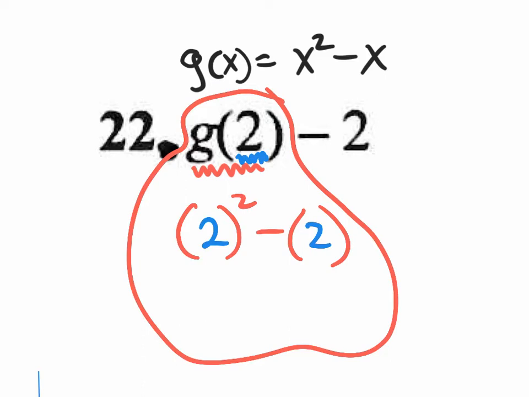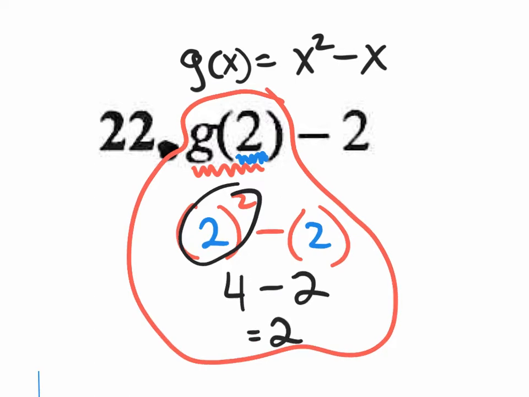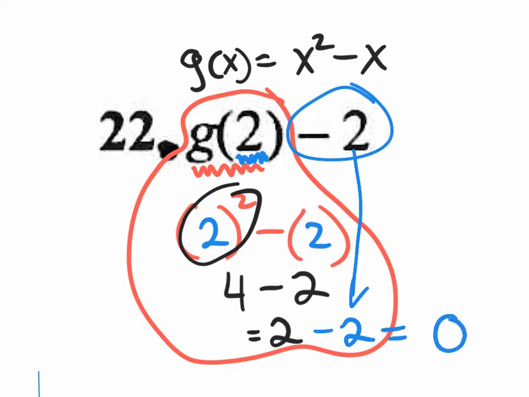And let's do the math. 2 squared, that's 4. And 4 take away 2 is 2. So my g of 2 really ended up equaling 2. But then I have to take away 2 from it. So I'm going to get this minus 2, and I'm going to bring it right down, and there's a minus 2 right there. So finally you have 2 take away 2, which is 0 as your final answer on number 22. Let's go to number 24.